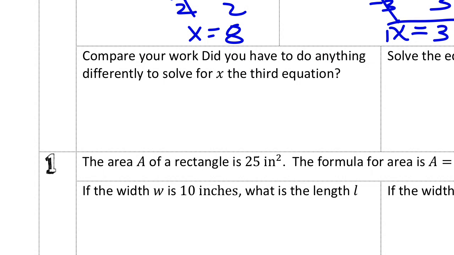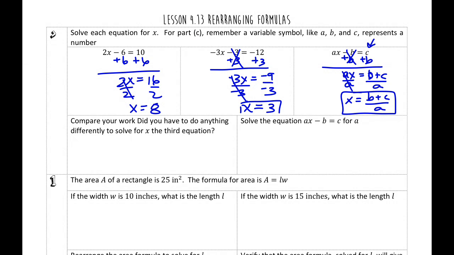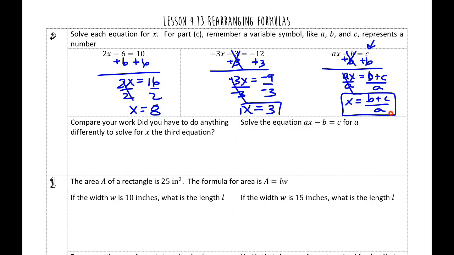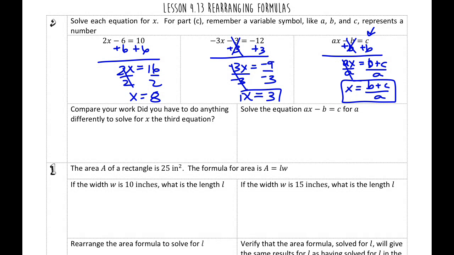Compare your work. Did you have to do anything differently to solve the third equation? So let's see, here I added and then I divided. I added and then I divided. I added and then I divided. So we can see that no, we didn't have to do anything differently.